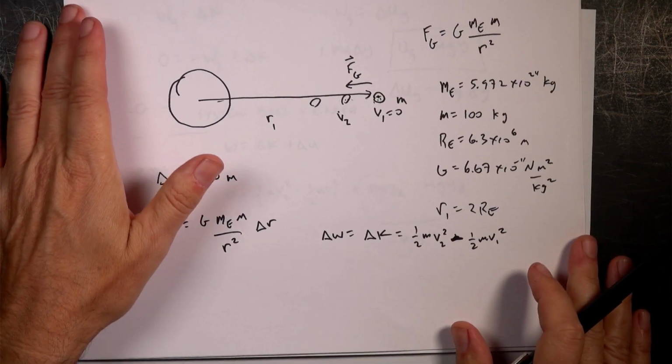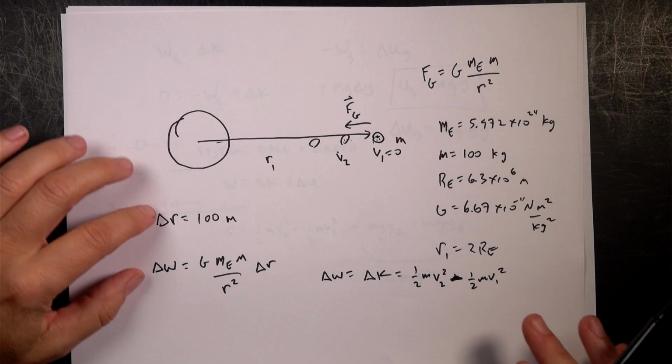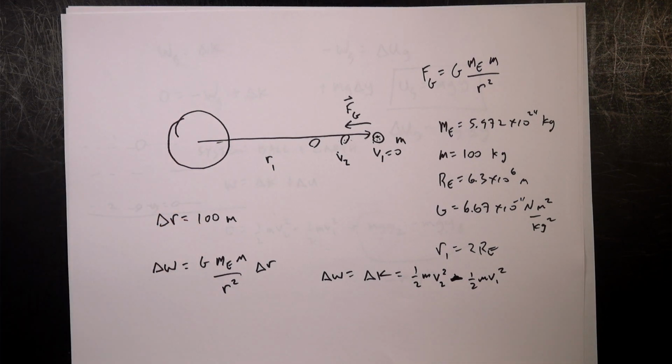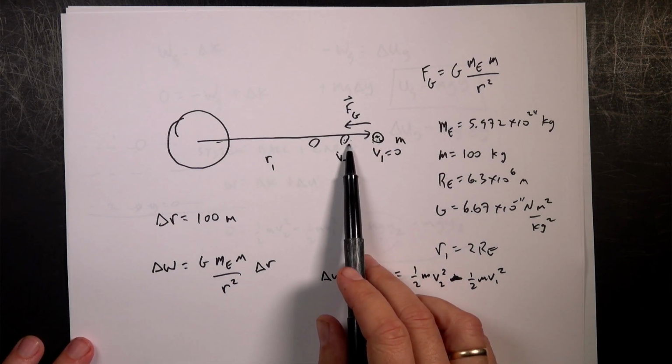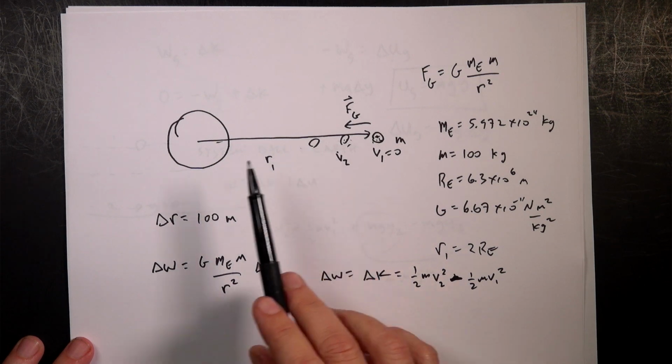So if I want to go 6 million miles in steps of 100 meters, it's a lot of steps, and I don't want to do that by hand. So instead what I'm going to do is have a computer do this. So I'm going to start up here, move, calculate the new speed, move, calculate the new speed, and so forth.